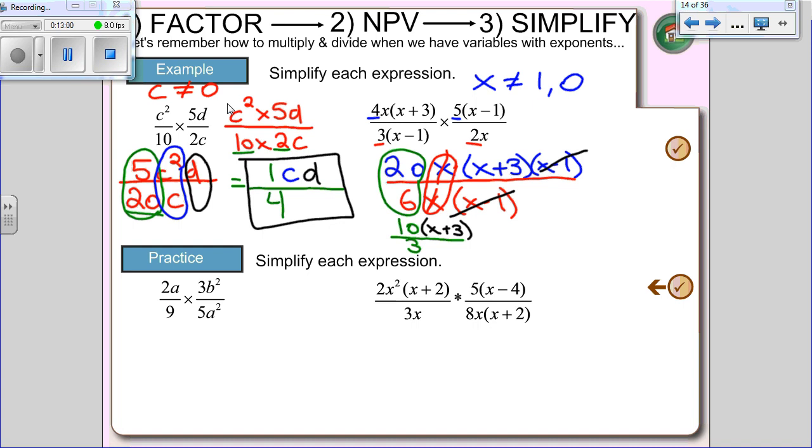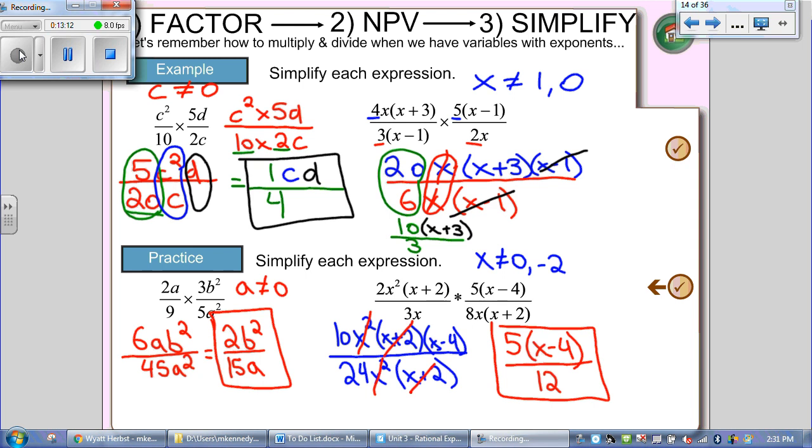Alright, the next two are for you to try. I'll write the answer on the board. Don't forget to state your NPVs. Okay, so you have to state those somewhere. The second one is a little bit harder. The first thing you do is factor. It's already factored for you. The second thing is NPVs.